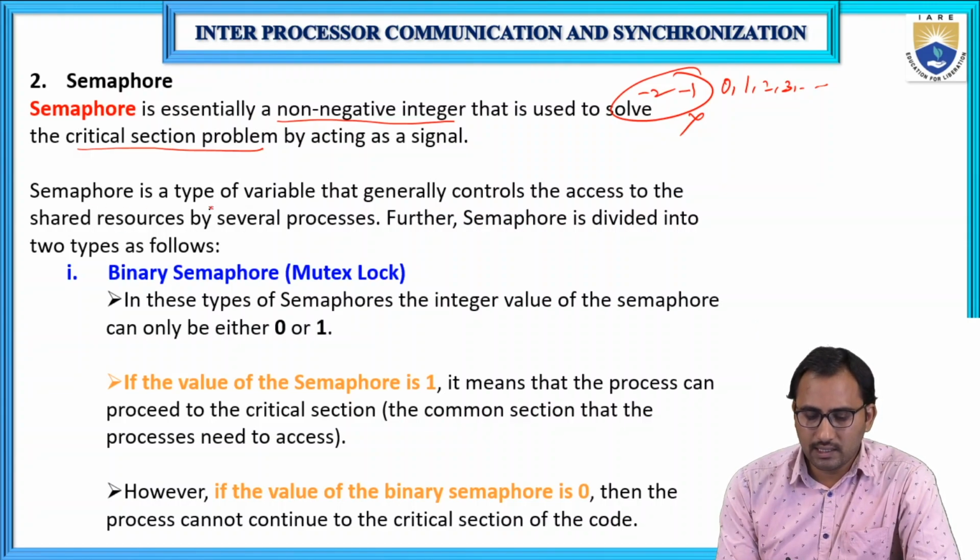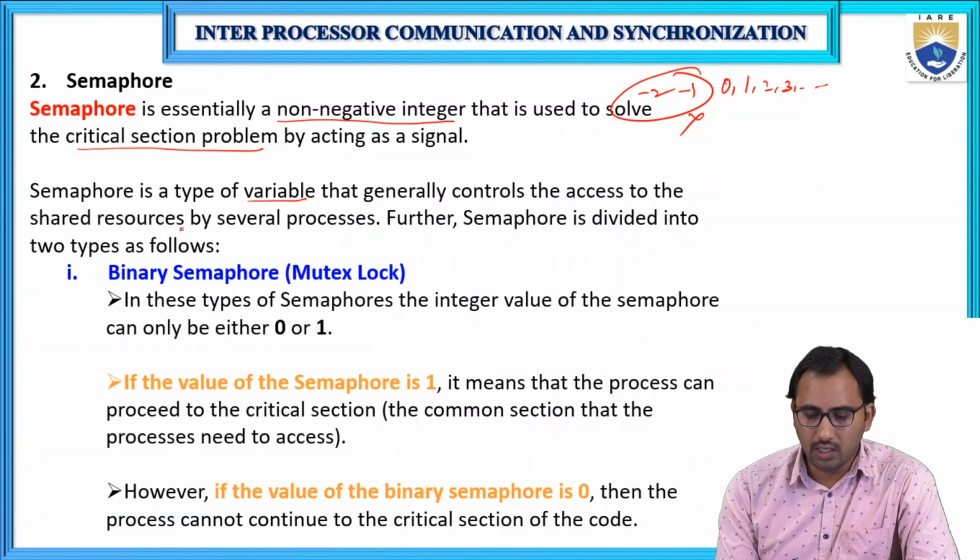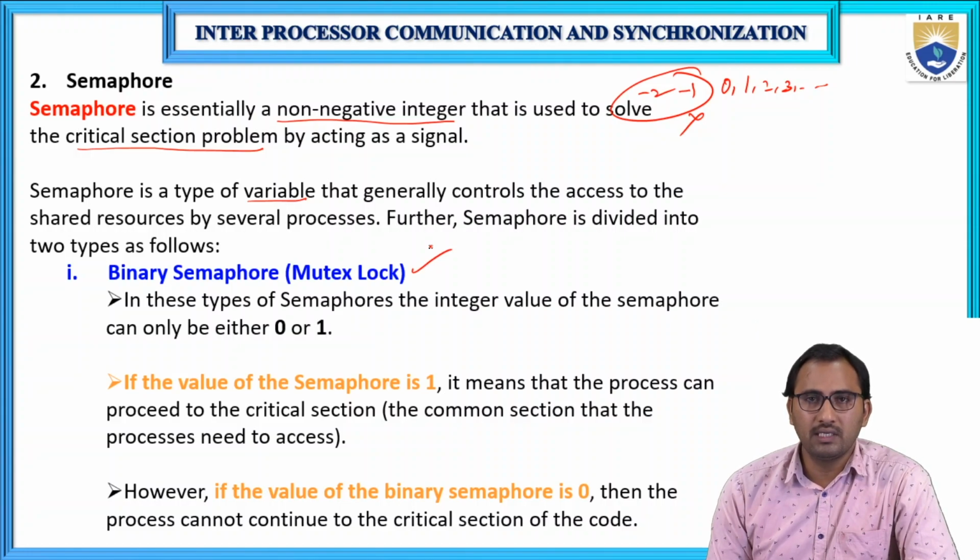So semaphore is a type of variable that generally controls the access to the shared resource by several processes. Further, semaphore is divided into two types. One is the binary semaphore and another one is the counting semaphore. So let's start with the binary semaphore.